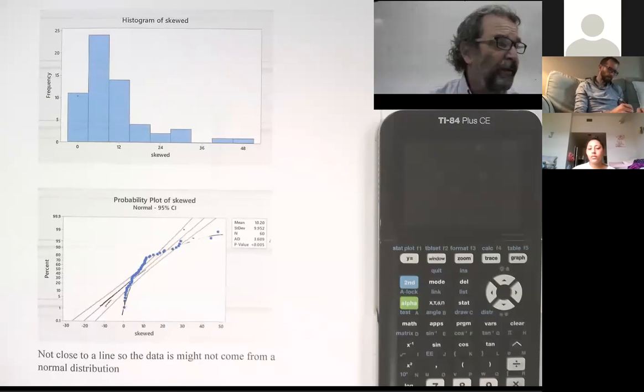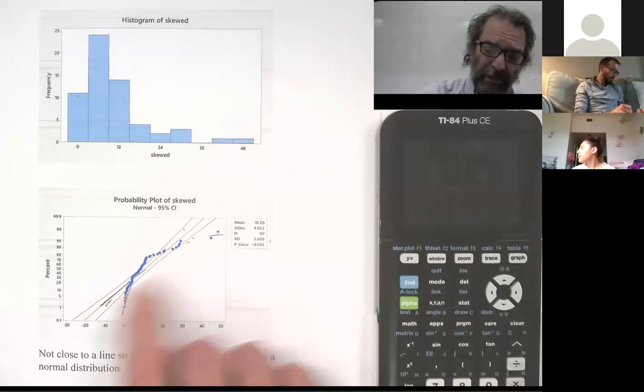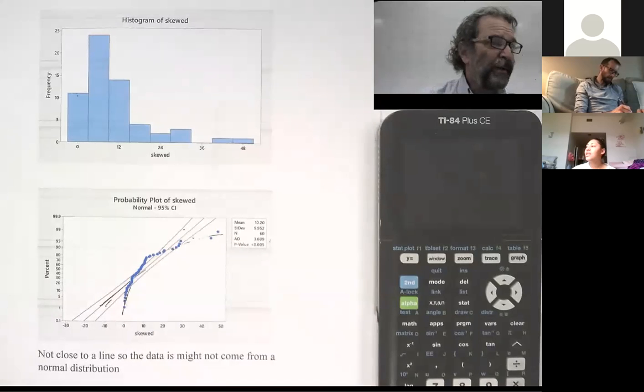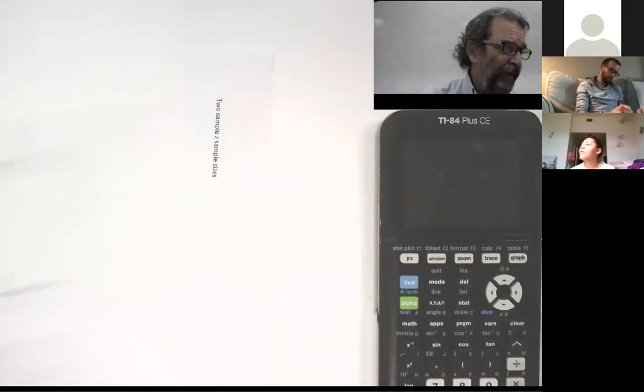That's what things look like. If it's skewed to the right, we'll see a curve like this, where it's turning to the right. But we don't care too much. We just say it's curved, so the data doesn't come from a normal distribution. End of story. Okay, did that.